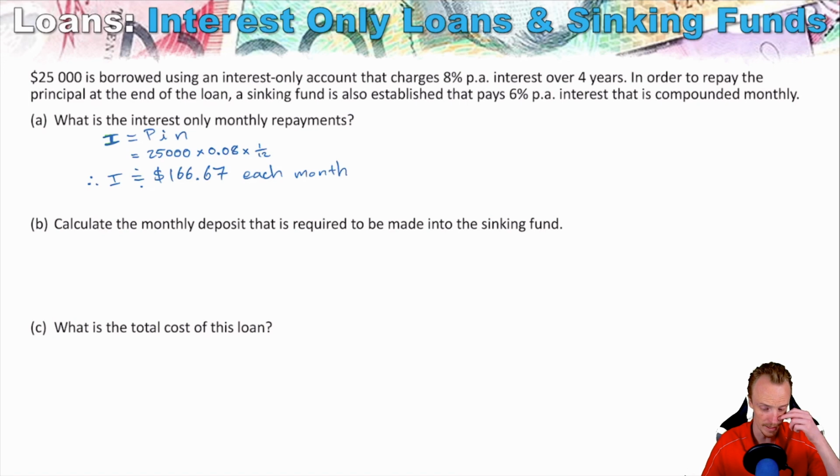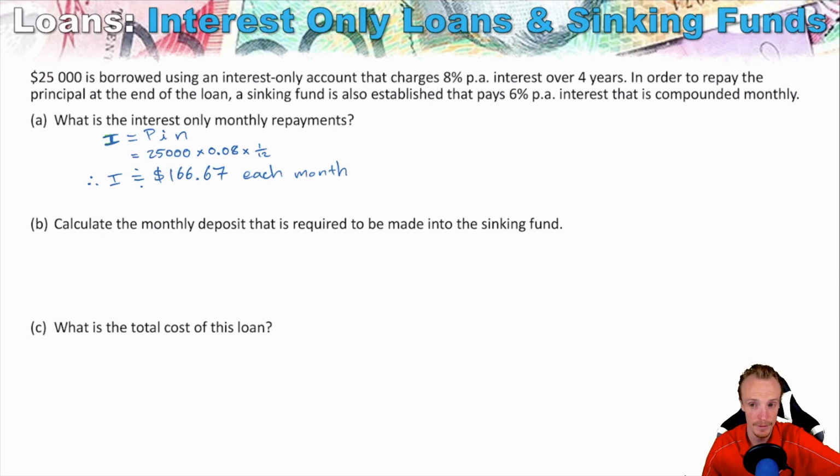Okay, so essentially that's how much they need to repay each month to keep the balance at $25,000. Now, obviously, this is being coupled with a sinking fund. So that means there's also going to be an expense to the person taking this account, that they need to commit to, to be able to save up the amount that they're going to then use to pay off the $25,000 here. All right. So they need to calculate the monthly deposit.